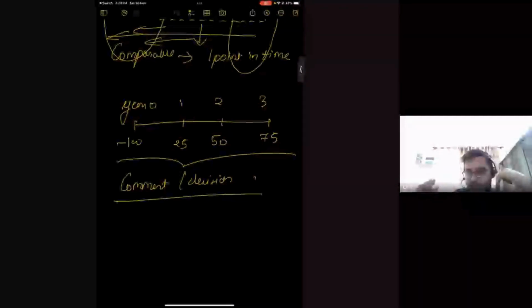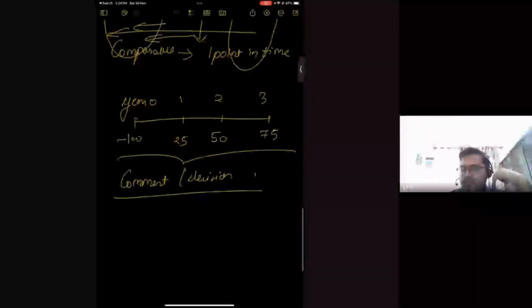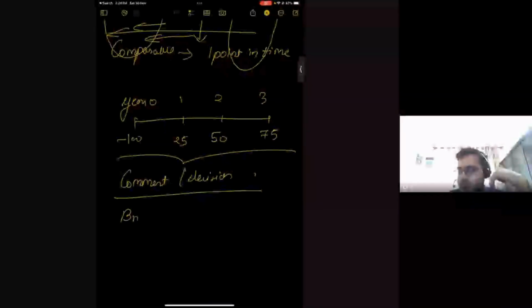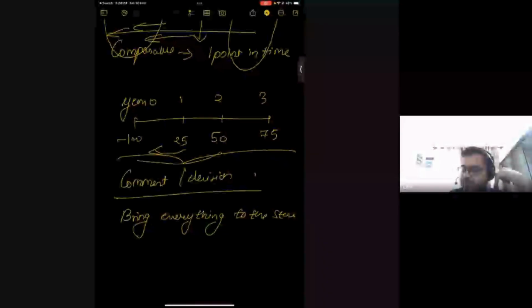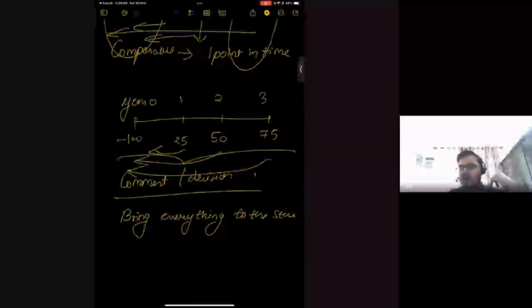So the decision making framework can only work if everything is brought to a specific point in time. The usual convention is that you bring everything to the start, which means you will pull everything behind, right? Now, how do you pull everything behind? You'll basically discount the cash flows and bring them to the present value.